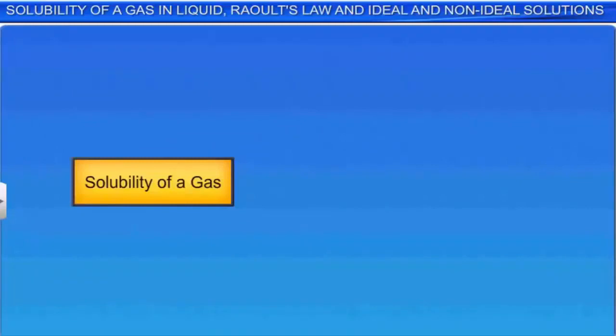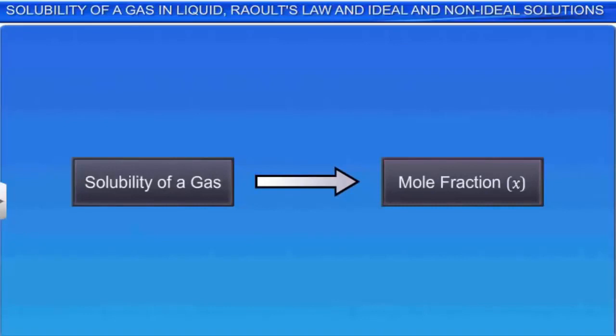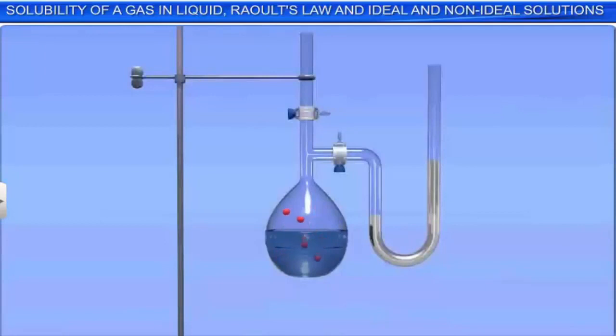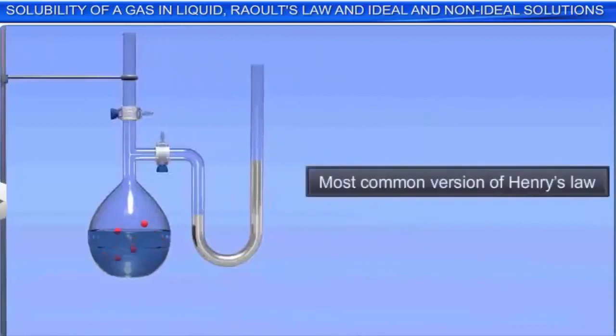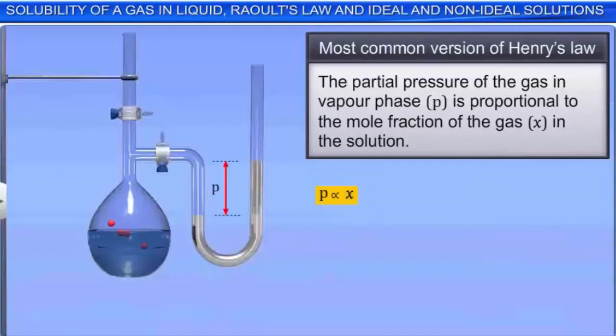If the solubility of a gas is expressed in terms of the mole fraction, then the statement of Henry's law becomes: the mole fraction of a gas in a solution is proportional to the partial pressure of the gas over the solution. However, the most commonly used version of Henry's law is: the partial pressure of a gas in vapor phase, P, is proportional to the mole fraction of the gas, X, in a solution. Mathematically, it can be represented as P is proportional to X, or P is equal to KHX, where KH is the Henry's law constant.